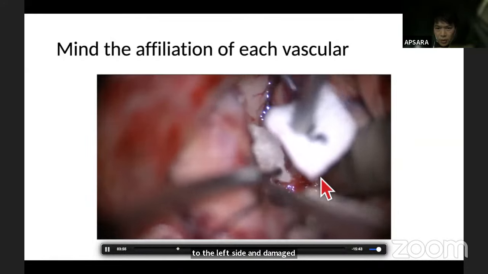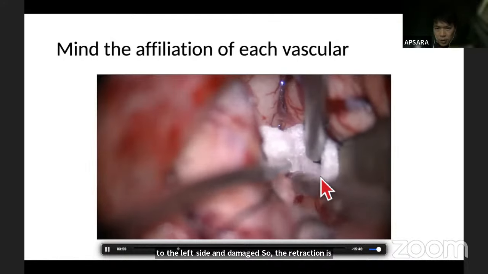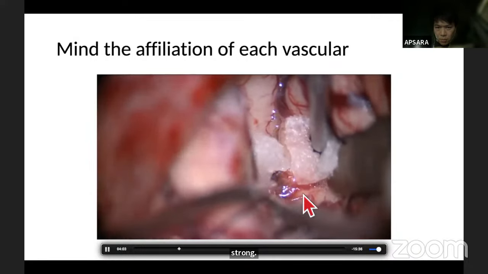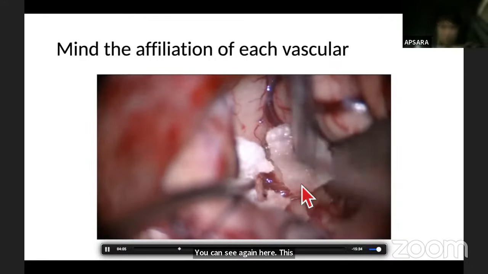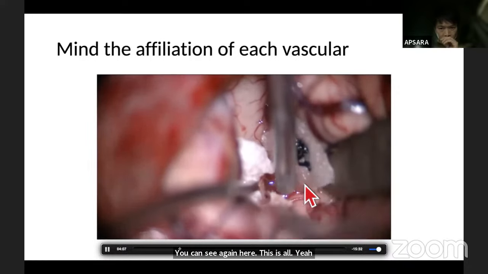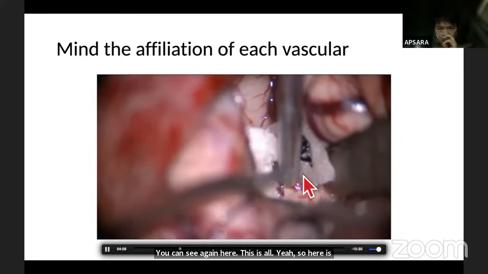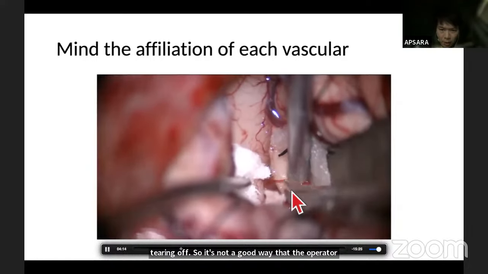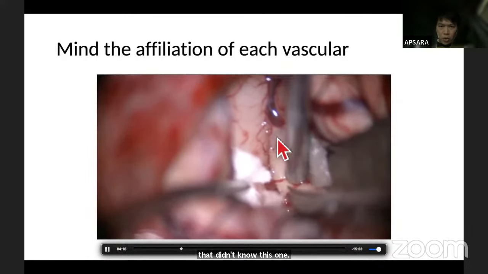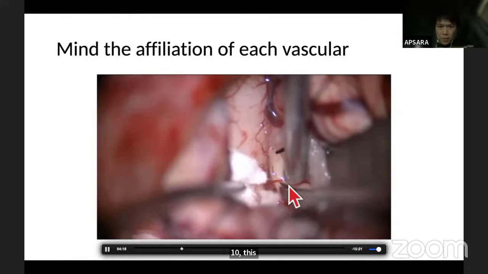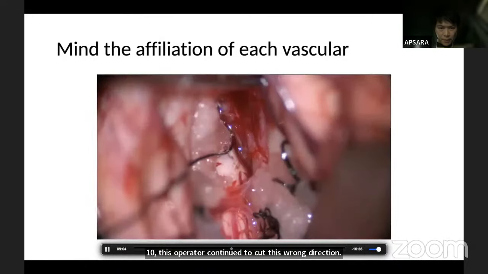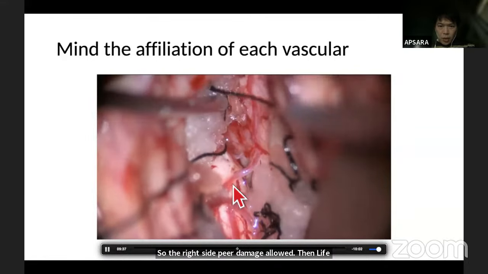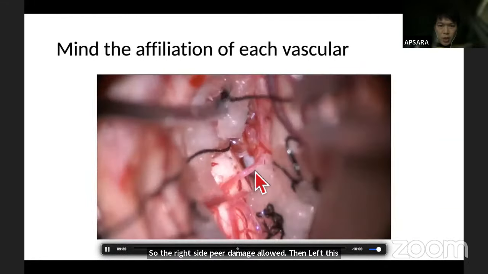So the retraction is too strong. You can see again here. The pia is all tearing off. So it's not a good way, but the operator didn't notice this. Then this operator continued to cut in the wrong direction, so the right side pia was damaged a lot. Then, this artery is connecting together.